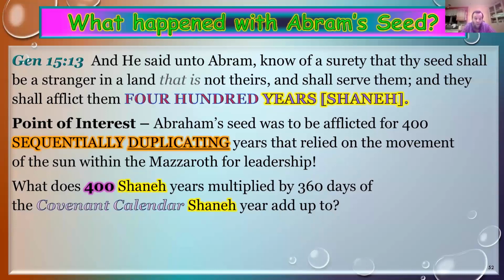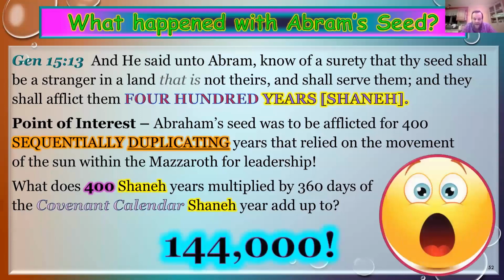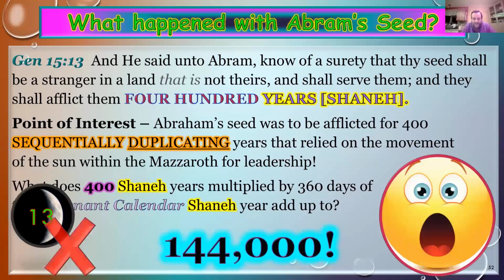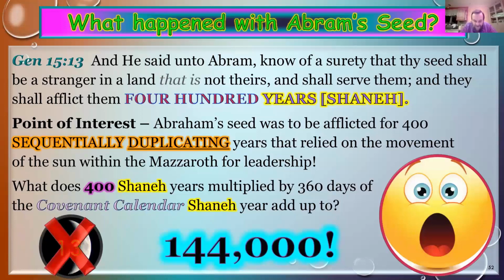Now, what does 400 Shaneh years multiplied by 360 days of the covenant calendar Shaneh year add up to? Can anybody guess? I hope someone's got their mind in a calculator going really quickly. 400 Shaneh years multiplied by 360 days equals 144,000. This is too significant of a number to ignore. This is another one of those numbers that shows consistency with Yahuwah's patterns. 144,000, that's a very, very significant number.